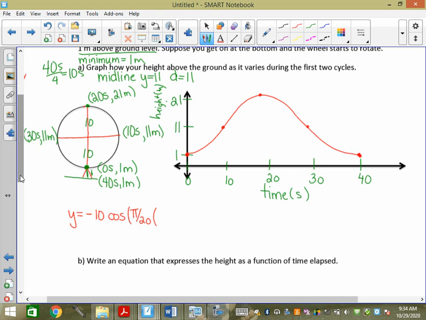Bracket. I don't need a bracket. Why don't I need a bracket? I don't have a horizontal phase shift. And then plus 11 is my D. Right? We're going to go through, though, and do the other ones just in case.